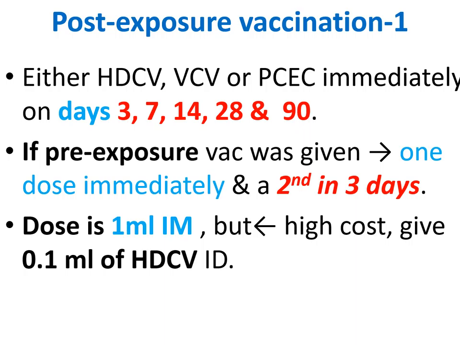Post-exposure vaccination, either HDCV, VCV, or PCEC, immediately and on days 3, 7, 14, 28, and 90. If pre-exposure vaccination was given, then one dose immediately and a second after 3 days. The dose is 1 mL intramuscularly, but due to high cost, give 0.1 mL of HDCV intradermally, ID.